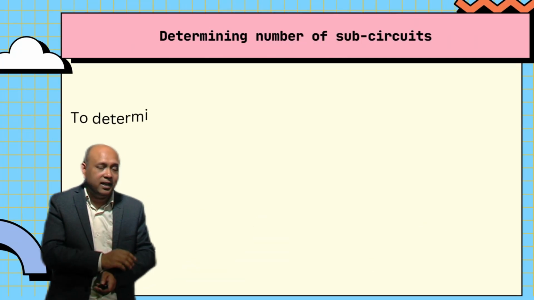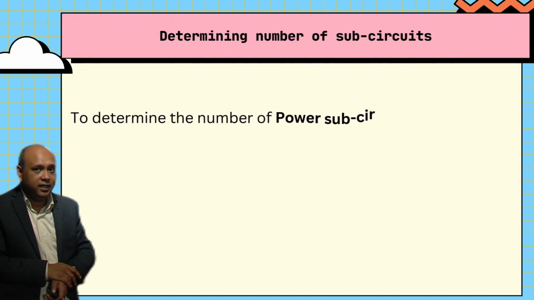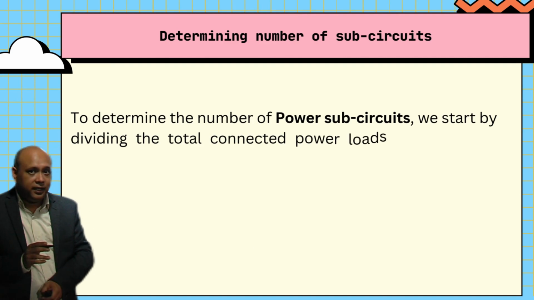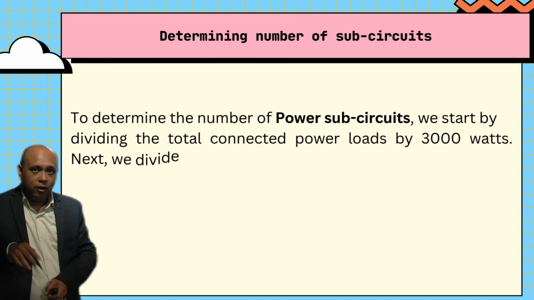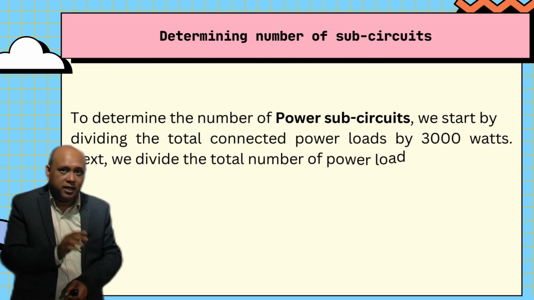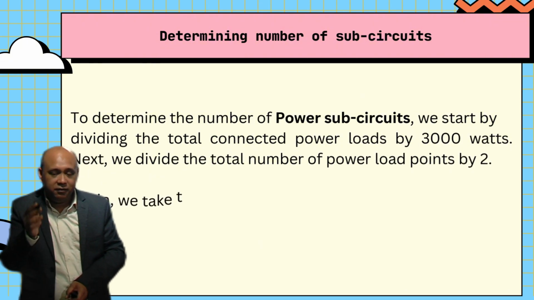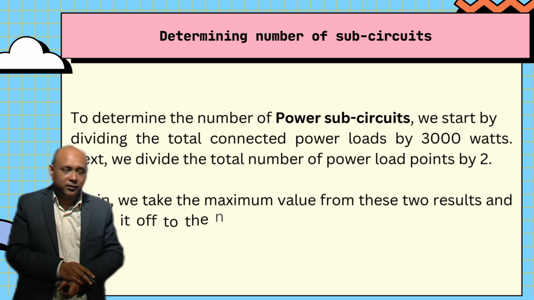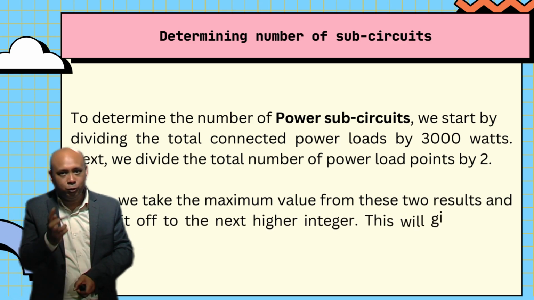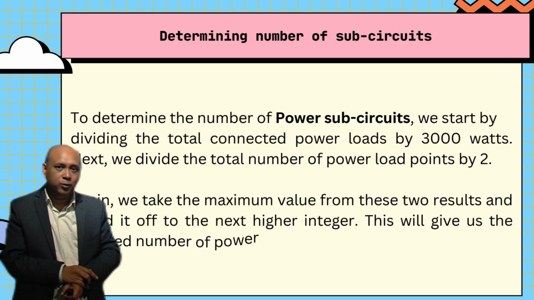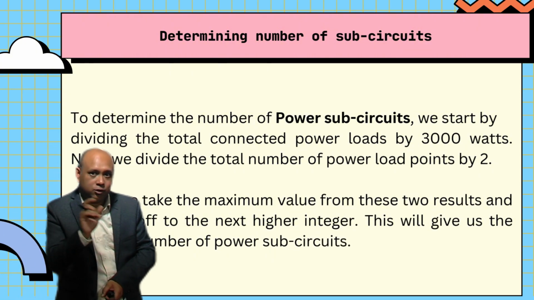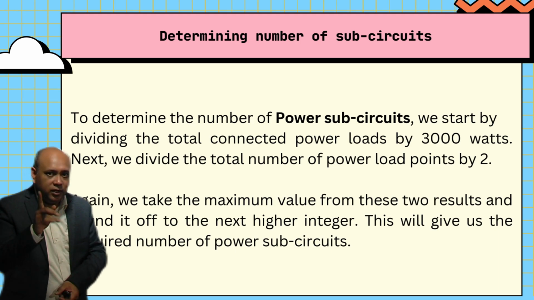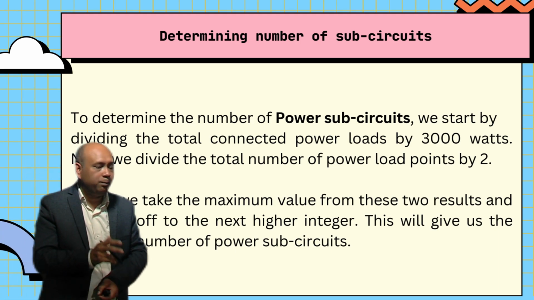Similarly, to determine the number of power subcircuits, we start by dividing the total connected power of the loads by 3000 watts. Next, we divide the total number of power load points by 2. Again, we are going to get two values or two results, and we are going to take the maximum of these two and round it off to the next higher integer. This will give us the required number of power subcircuits.